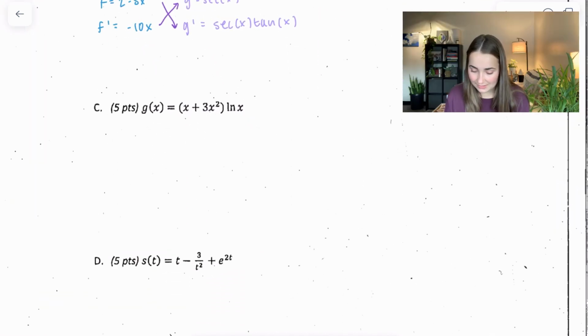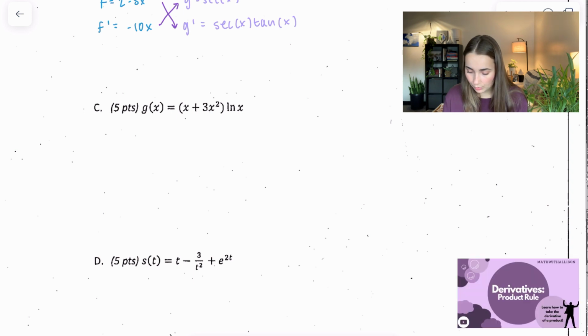Alrighty, so now for part C, we want to find the derivative of g of x. I'm going to go ahead and use product rule right here. So I have my first is x plus 3x squared, and my second is natural log of x. Whenever we notice that there are multiple x's, we have an x here, we're typically going to apply product rule. So let me go ahead and set that up.